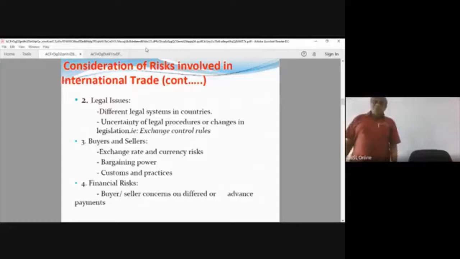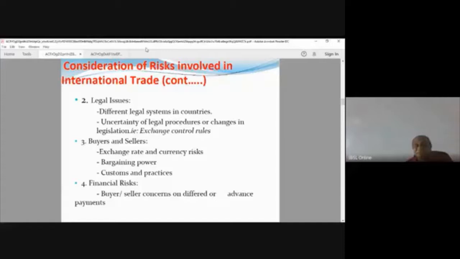So what do you mean by bargaining power? Some countries are very aggressive when it comes to fixing of prices and all. Very aggressive. Typically, Sri Lanka is not timid. We don't want to go fighting with the people, right? We tend to agree with whatever they say. But it is not like that. You should be able to bargain, right?